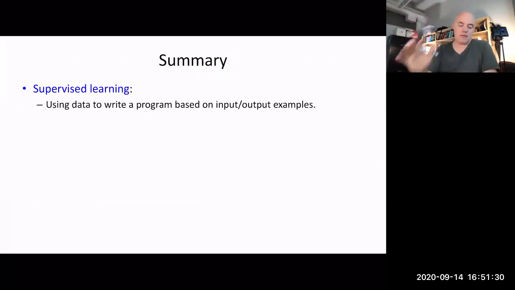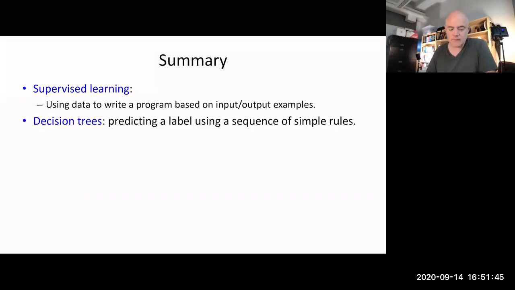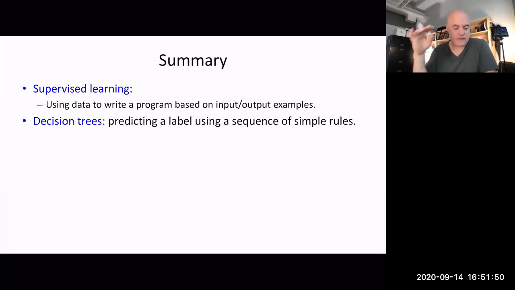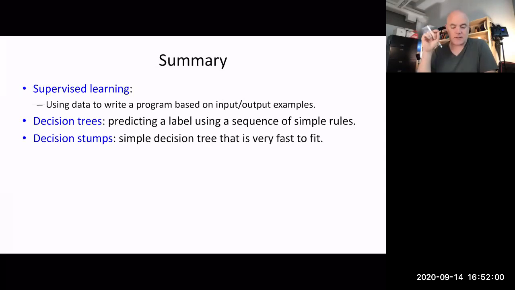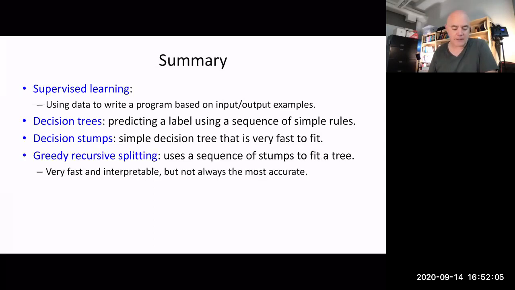So, in summary, supervised learning is about using data, input-output pairs X, Y, to write a program based on those examples. And that program takes a feature vector and produces a label, okay? Decision trees produce a label using a sequence of simple rules. So the supervised learning artifact is a nested if-then-else statement where you have rules, values, and return values, right? Cool.